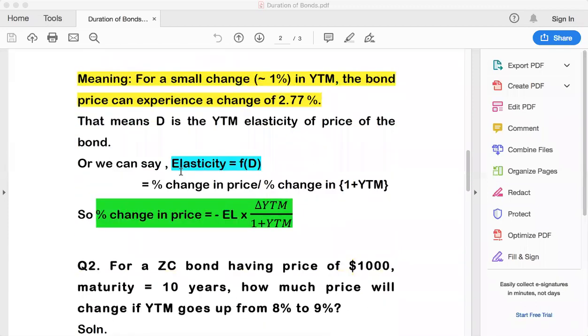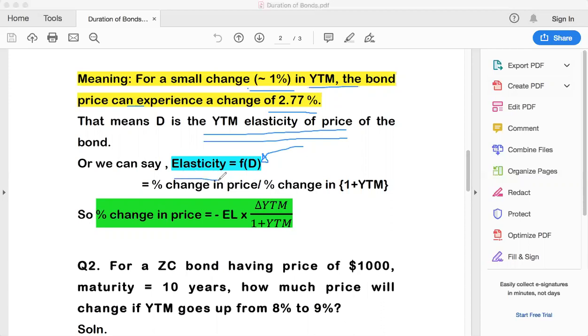So what does this mean intuitively? This means that for a small change, say 1% in the market discount rate or the YTM, the bond price can experience a change of 2.77%, which was the Macaulay duration, right? In other words, the YTM elasticity of the price, I repeat, the YTM elasticity of the price of the bond can be given by the Macaulay duration. So if you have found out the Macaulay duration, that can be your elasticity, the YTM elasticity of the price of the bond, right?